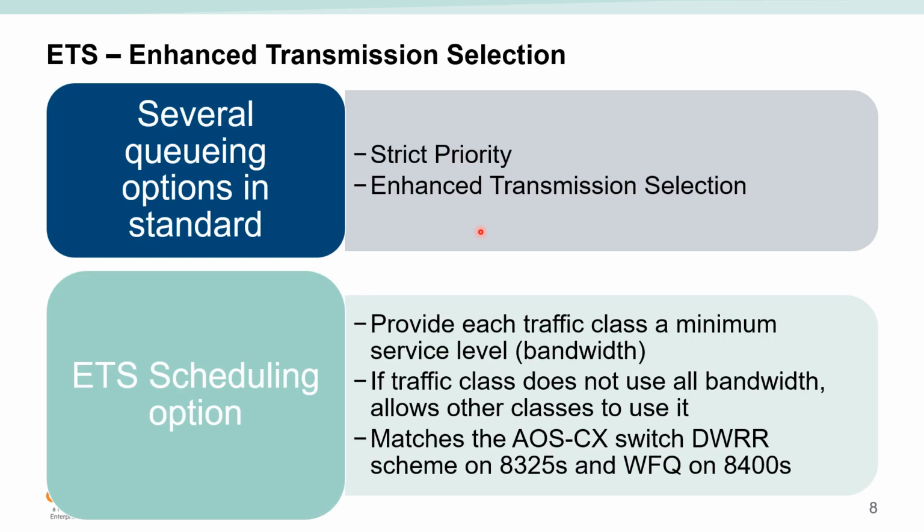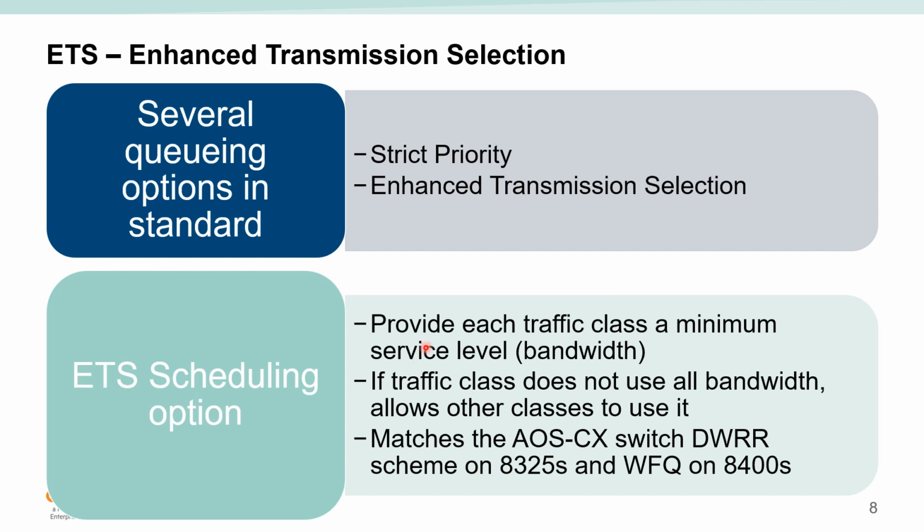Enhanced transmission selection. This is the protocol that allows us to ensure that each different type of traffic class on this switch, whether it's lossless or lossy, we can tell the interface on these converged interfaces that this type of traffic is guaranteed this minimum amount of bandwidth. It's important to note that if another class of traffic is not using their bandwidth, it does not mean that other types of traffic cannot use that. This is just a minimum bandwidth.